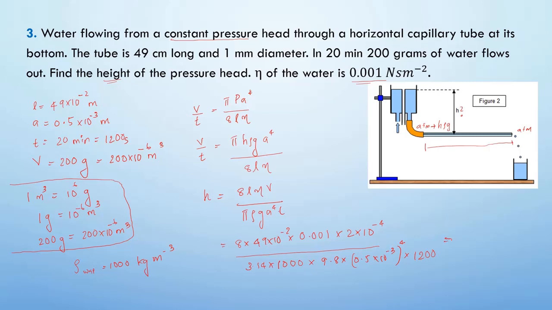So, when we solve for this, we will get the answer 0.3397 meter. So this height has to be around 33 centimeter, so that we can maintain this flow.